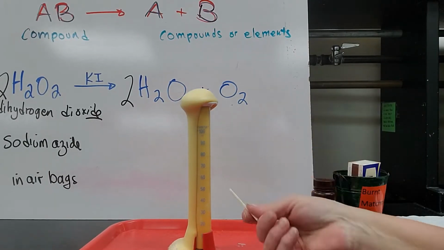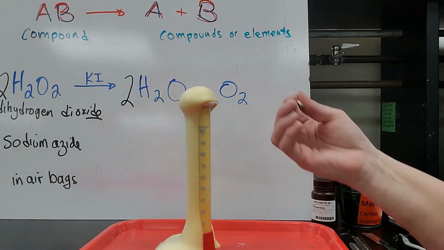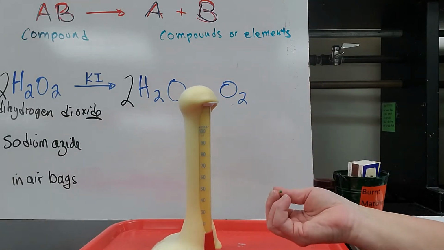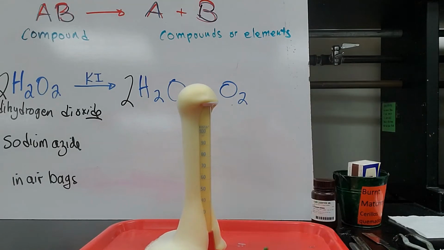Okay, so you see the bubbles forming, and I want to see what kind of bubbles they are. Maybe they're hydrogen. If they were hydrogen, then it's going to explode. If it's CO2, the match will just go out. If it's oxygen, it's going to make the fire burn brighter. So let's take a look.